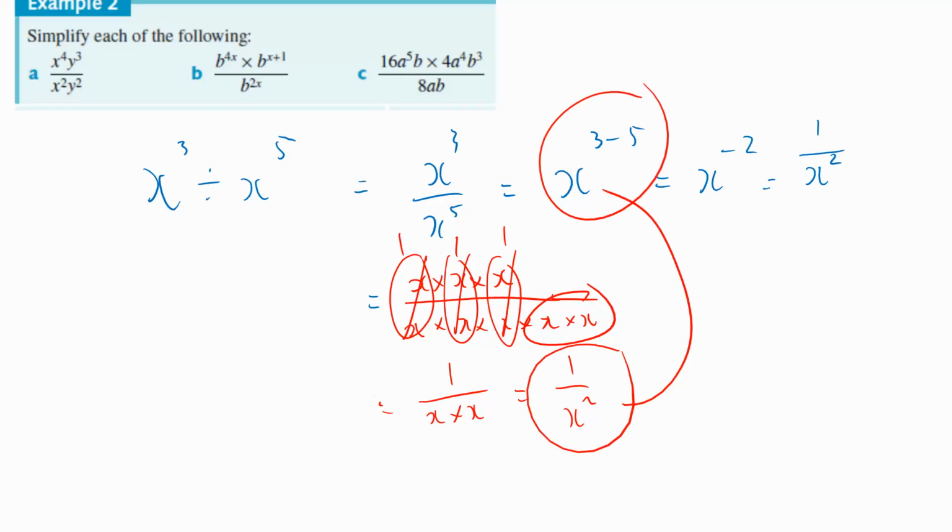You can link these two and say, oh, well, x to the power of negative 2 must look like 1 on x squared. And that's your 6th rule. Okay? And you can use the same rule to prove that a to the power of 0 is equal to 1. How do you know that?